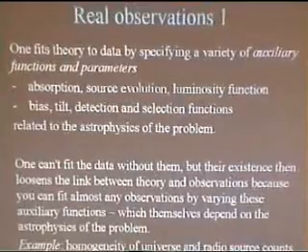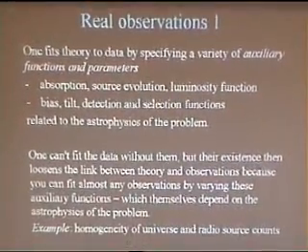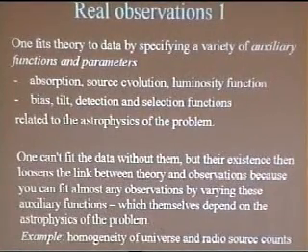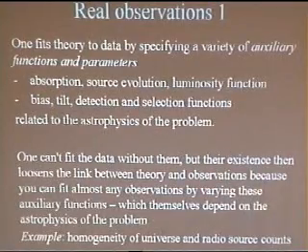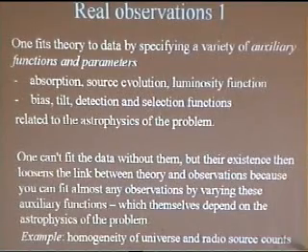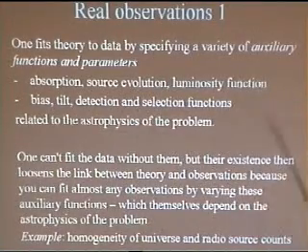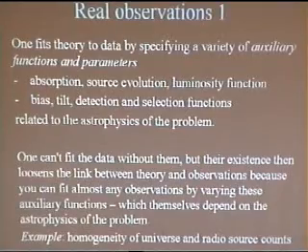Well, I'll say just a little bit more about this. Firstly, we need to use real observations. And part of the problem is each set of observations you get brings in a series of auxiliary functions and parameters. When you look at each kind of source, you get absorption, source evolution, luminosity functions, you get bias, you get tilt, you get detection and selection functions related to the astrophysics of the problem. And the cosmological problem is each set of sources brings in these auxiliary functions.